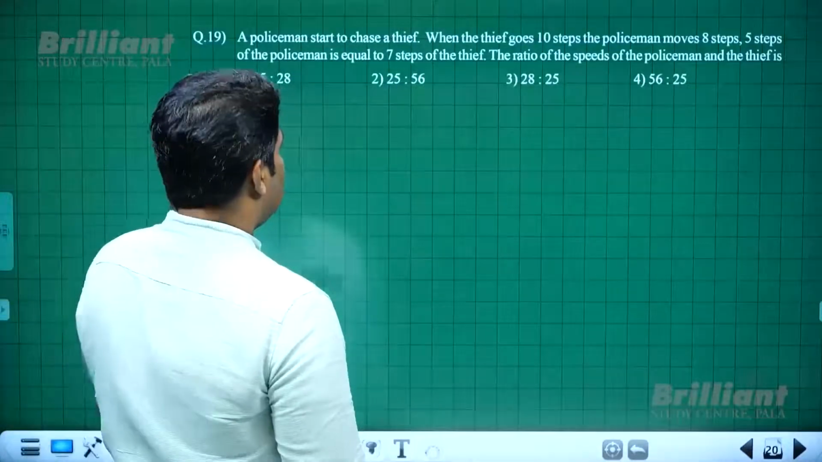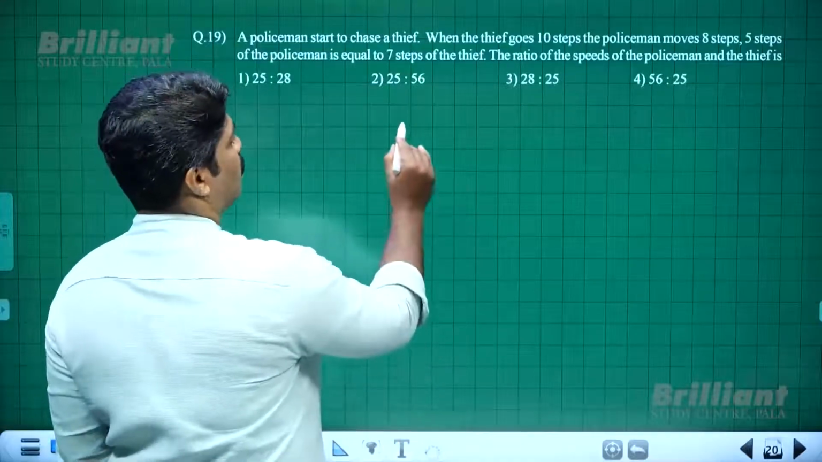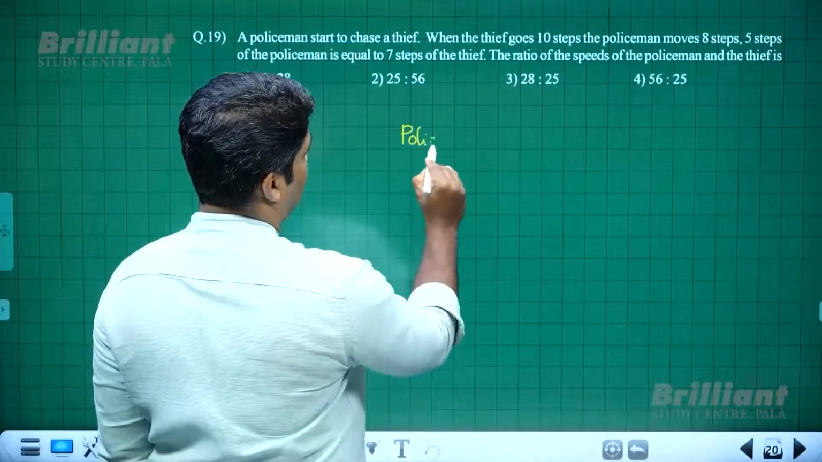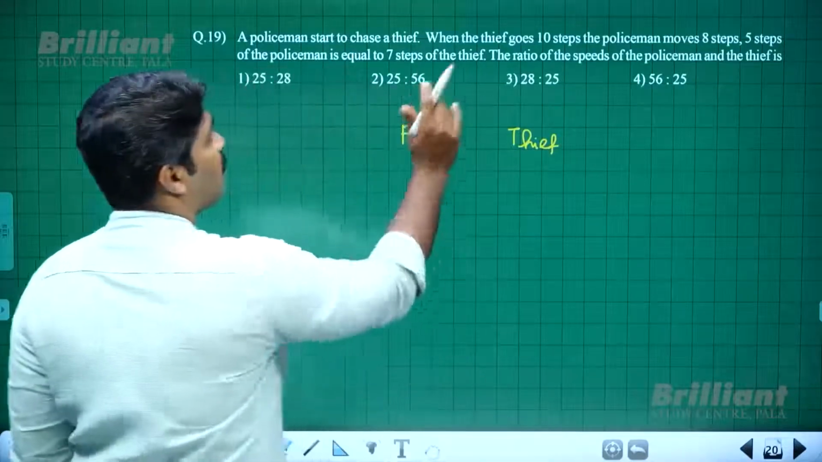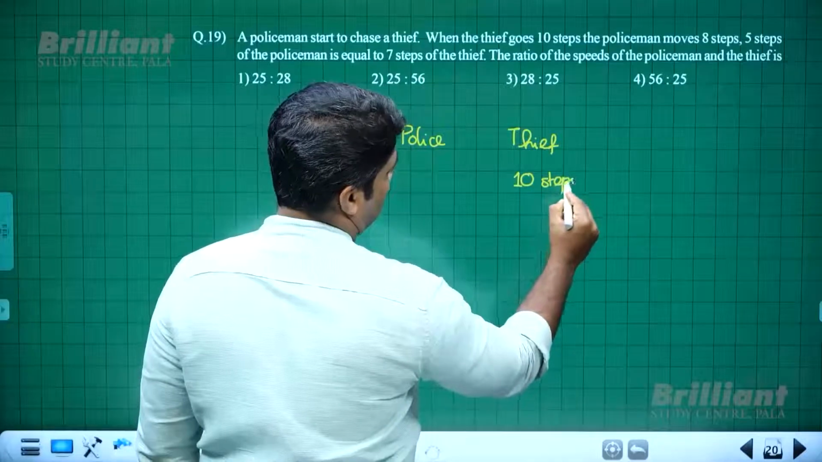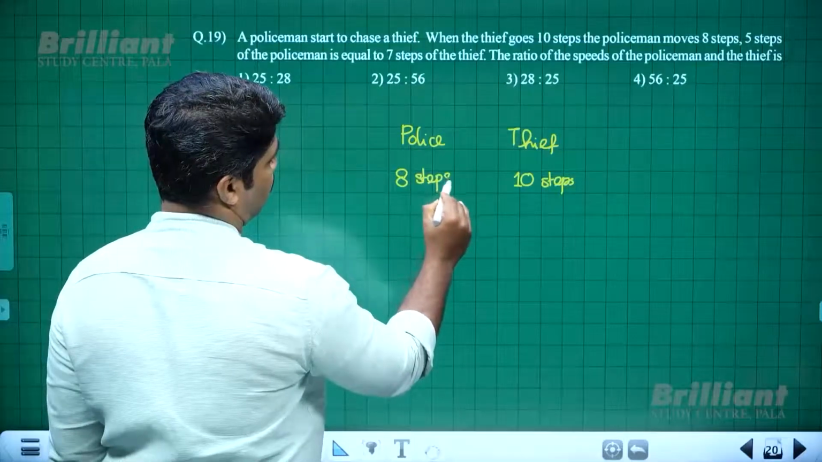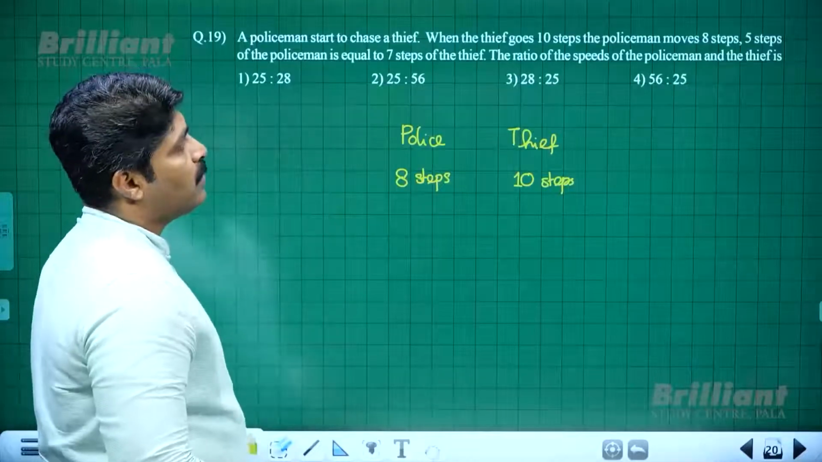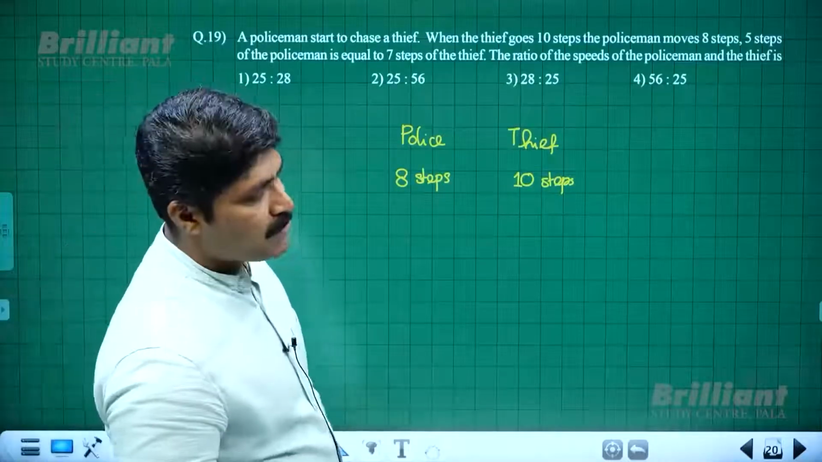A policeman starts to chase a thief. When the thief goes 10 steps, the policeman moves 8 steps. So here we just consider the ratio of the speeds of the police and thief. When the thief goes 10 steps, then at that time policeman moves 8 steps. Got it? 8 steps. Then the next point we just consider, 5 steps of the policeman is equal to 7 steps of the thief.